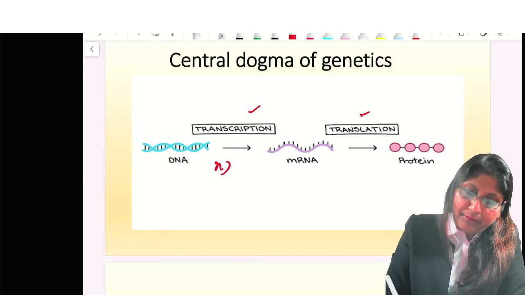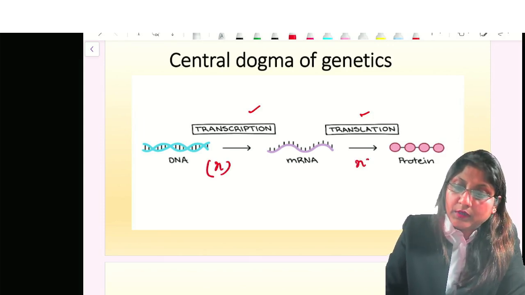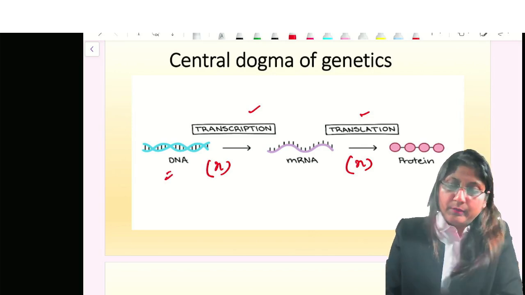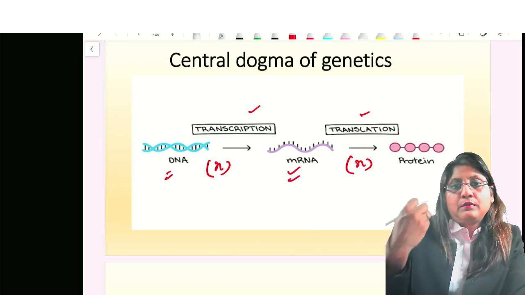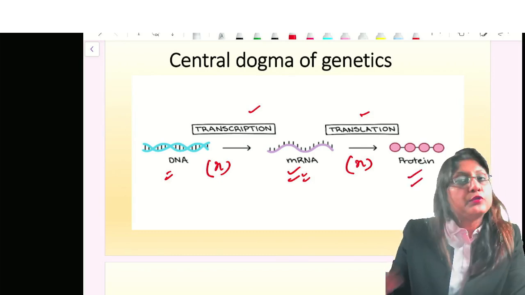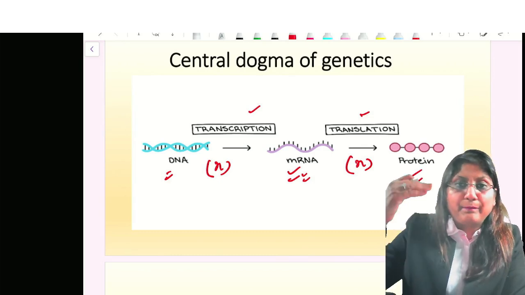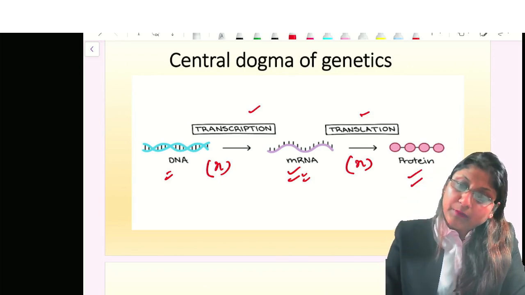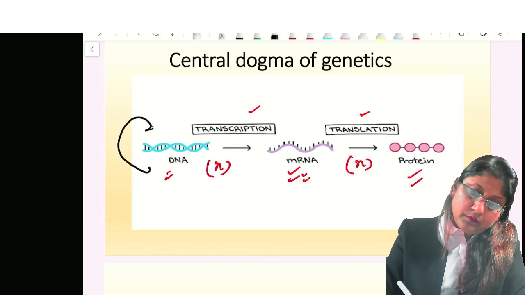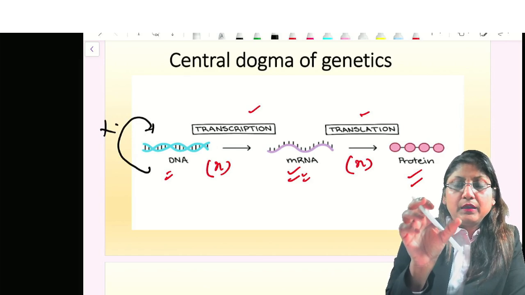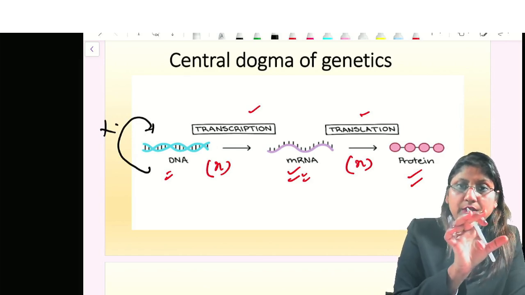And you find amplification at the level of transcription as well as translation. Why? Because one gene is able to produce multiple copies of the same messenger RNA, and one messenger RNA is capable of producing multiple copies of the same protein. So there is amplification in the central dogma. When we are talking about replication of DNA, there is no amplification. One parent DNA makes only one daughter DNA, right?